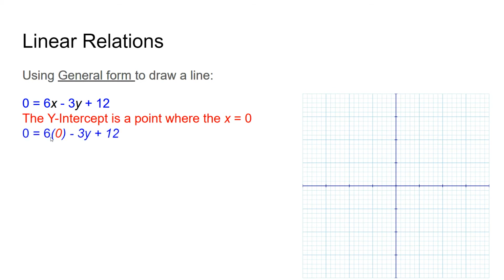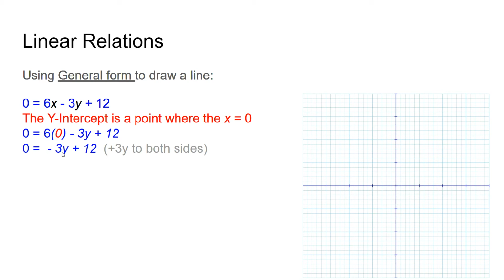So here it is, our equation. Instead of the x, I've put the 0. So 6 times 0 is 0, minus 3y plus 12. So the 6x, or the 6 times 0, disappears.